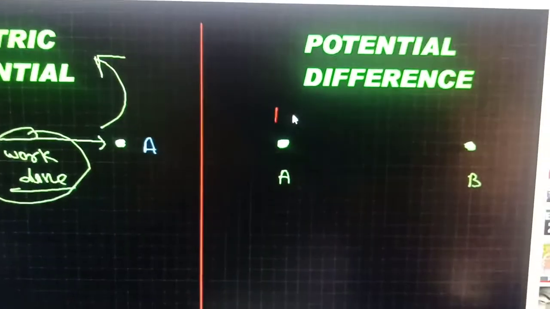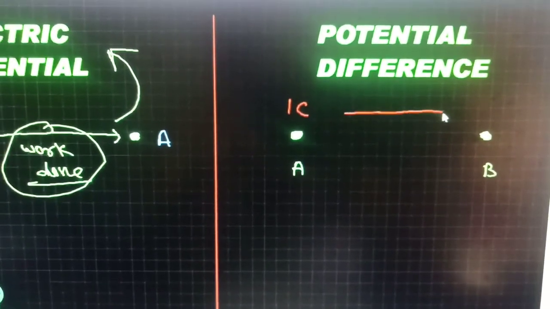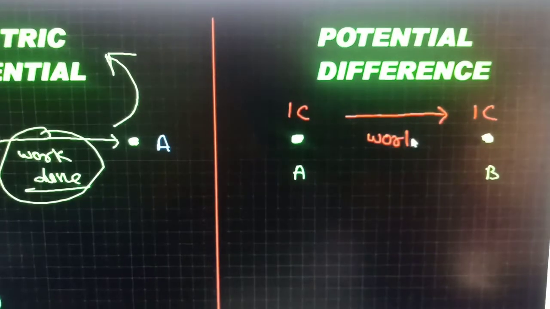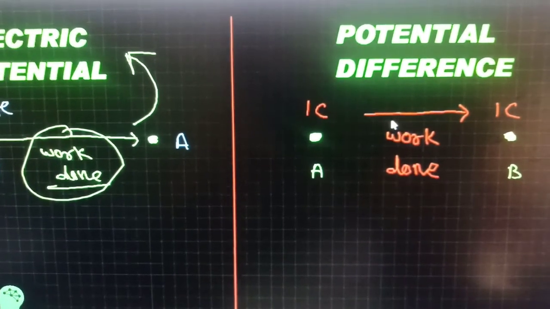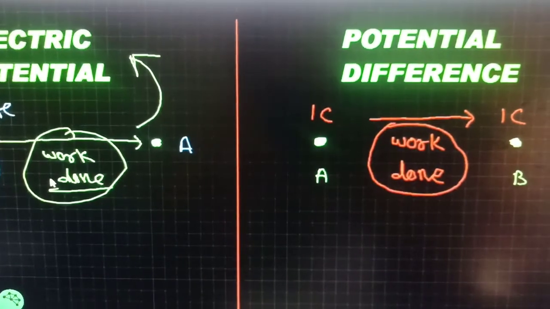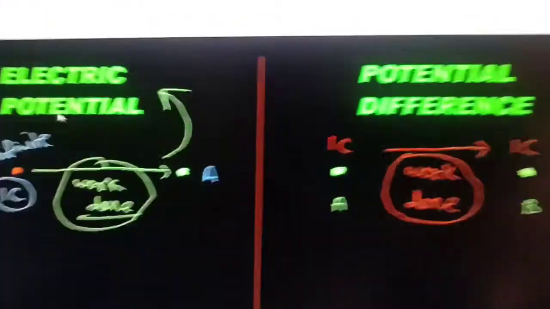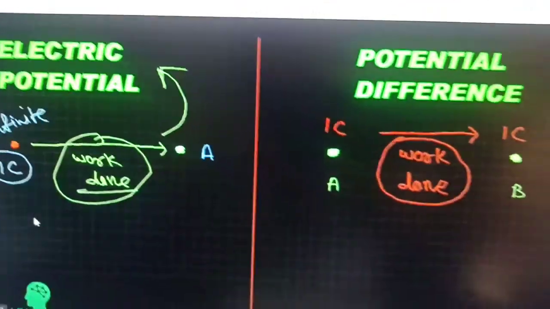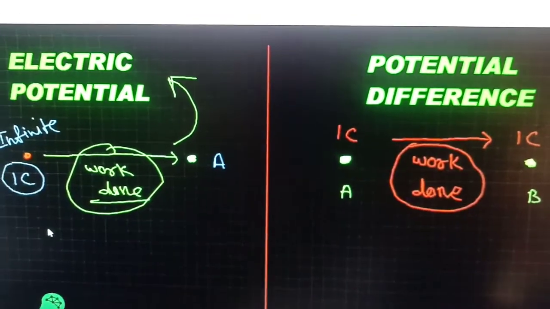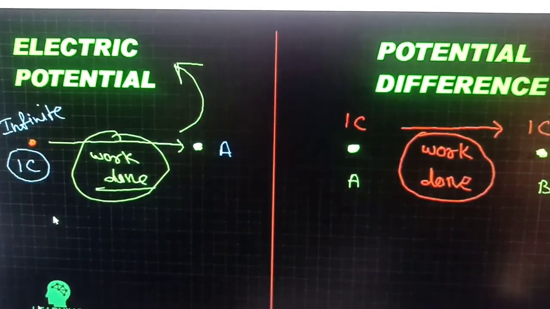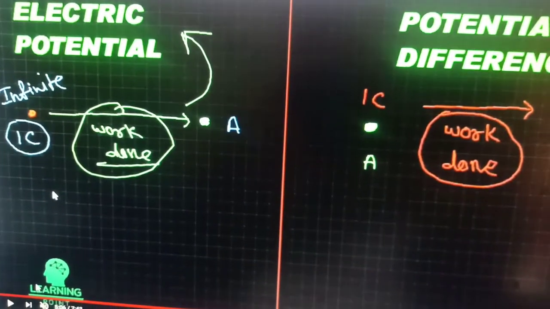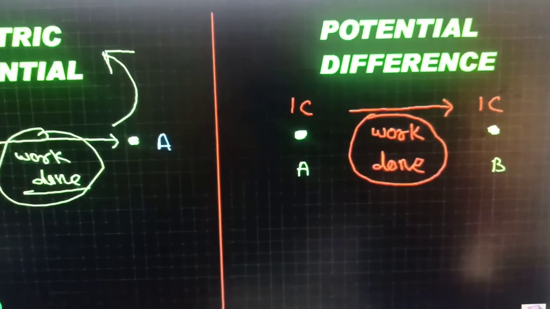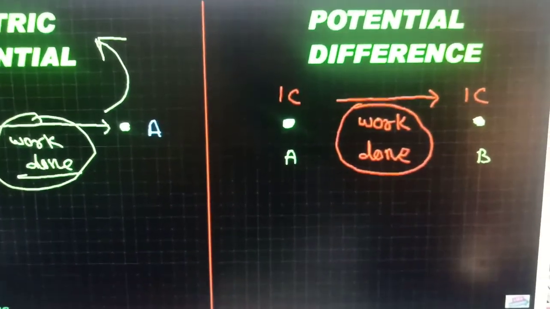And similarly, if the work is done to bring that charge, 1 coulomb of charge, it may be positive or negative, from A to B, this will be called the potential difference. That means there is a very slight difference between the definitions of these two. When you bring a unit charge, positive or negative, from infinity to a point, this is called the potential. And if it is done between 2 points, this is called the potential difference.